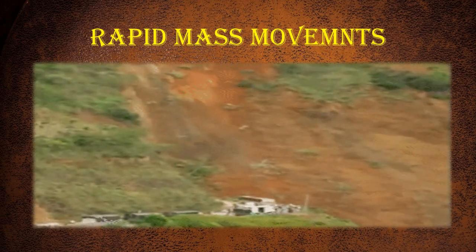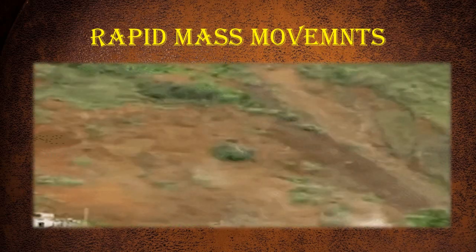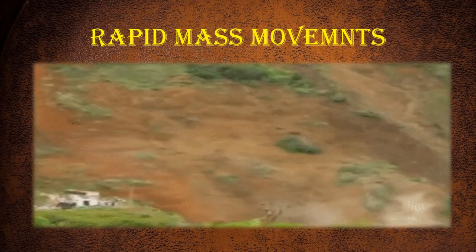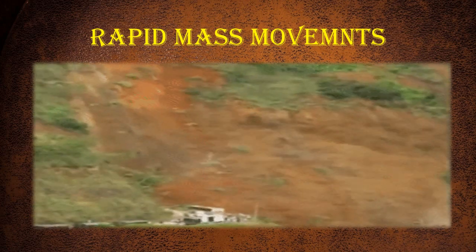Let us understand now about the rapid mass movements. Rapid mass movements occur on the steeper slopes. Rapid mass movement is more in the region having humid climate and the steeper slope.